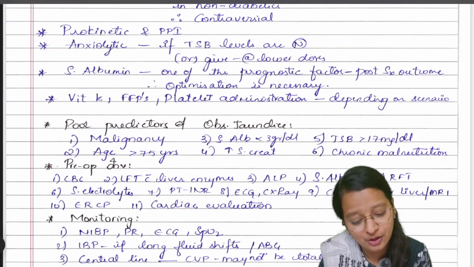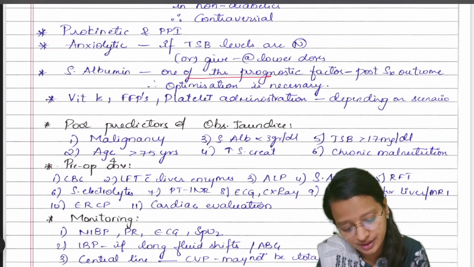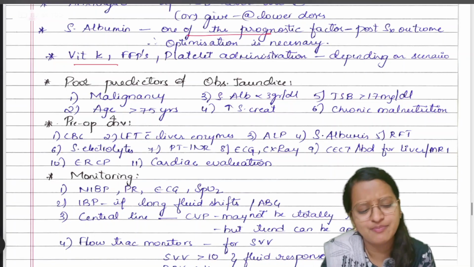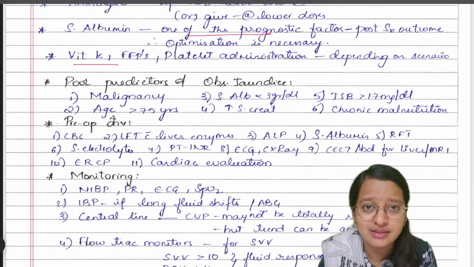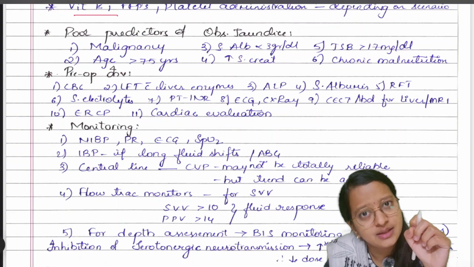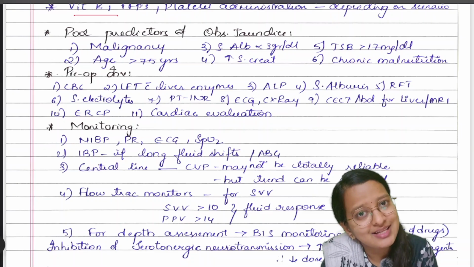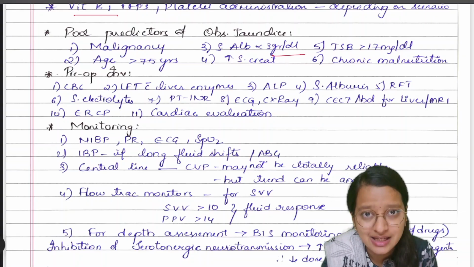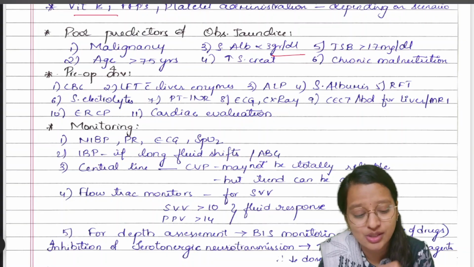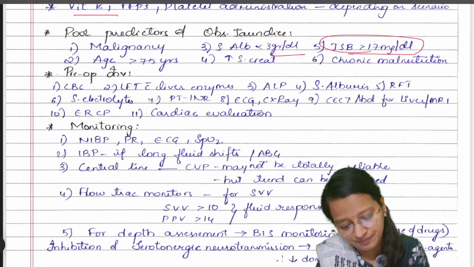We have to check serum bilirubin because it is one of the important prognostic factors for post-op recovery. And the vitamin K, FFPs and platelets will optimize the coagulopathy status of the individual. So for obstructive jaundice per se, the poor predictors are if the cause is malignancy, if the age is greater than 75 years, and the serum bilirubin is less than 3, if there is increased serum creatinine along with increased total serum bilirubin, and if the total serum bilirubin is greater than 17 mg per dl, and chronic malnutrition.